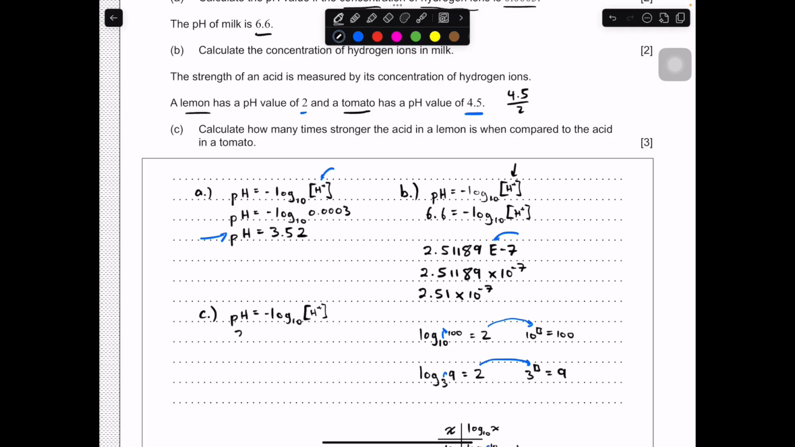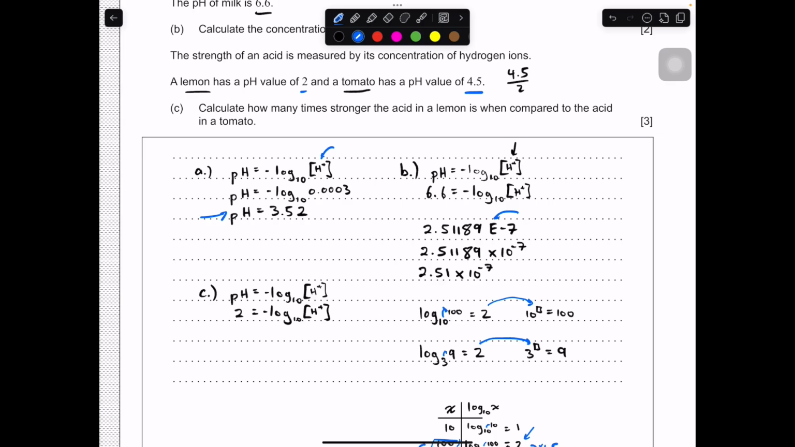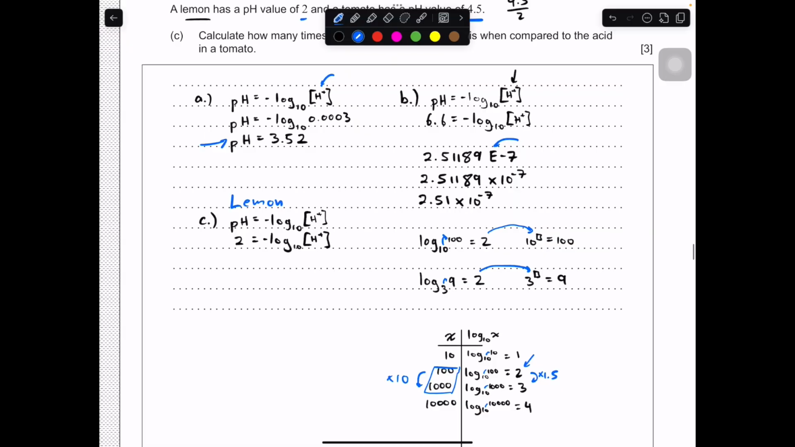In this case, we know the pH is 2, and we have pH equals negative log base 10 of H plus. And then in the other case, I'm going to write this down. Here's our lemon, and then this would be our tomato. There we go. This is pH equals negative log base 10 of H plus.